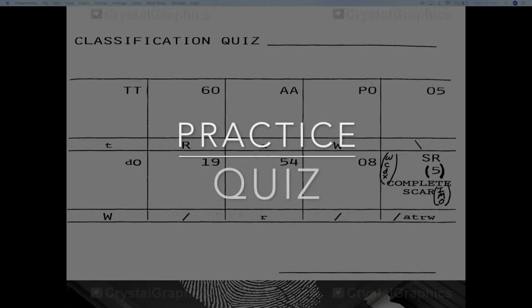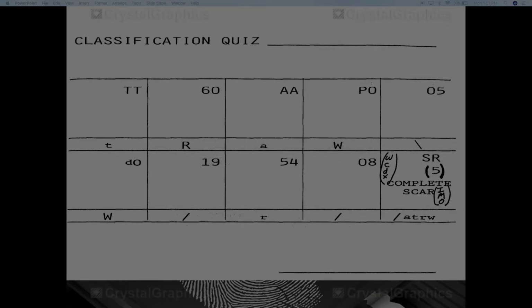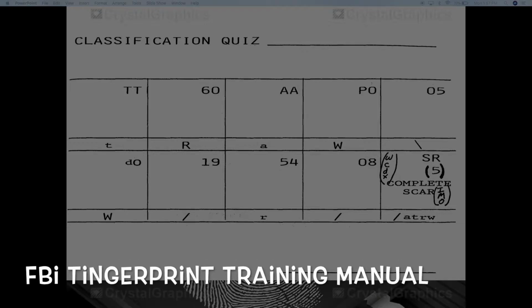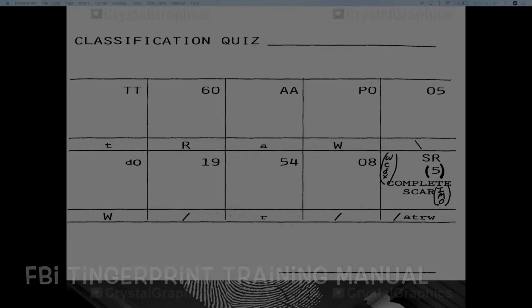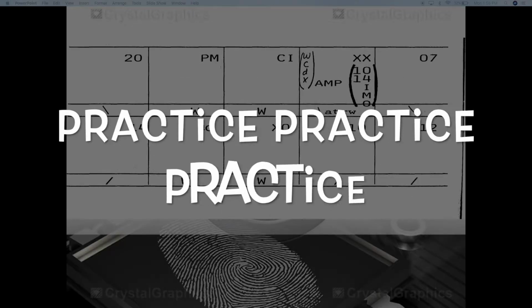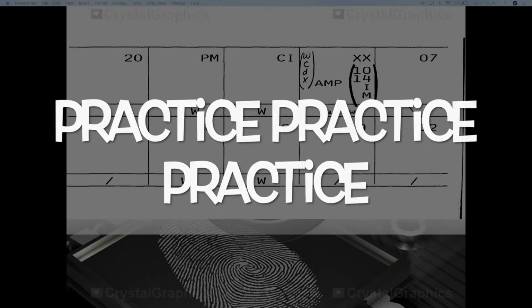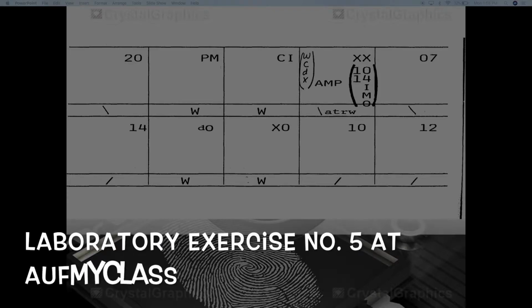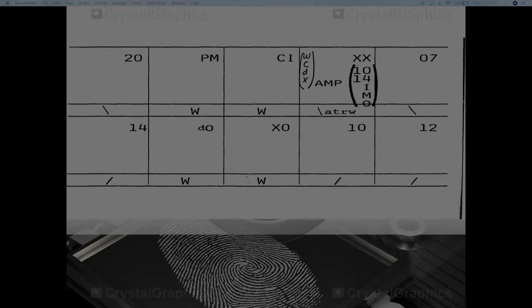Okay, so for your practice quiz for this session, you have to answer the following. This is also provided in your FBI fingerprint training manual. So you just check and practice some of these exercises. While classes are suspended, all you have to do is to practice. Try also answering laboratory exercise number 5 provided in your lab exercises. Try to complete all the requirements in there.